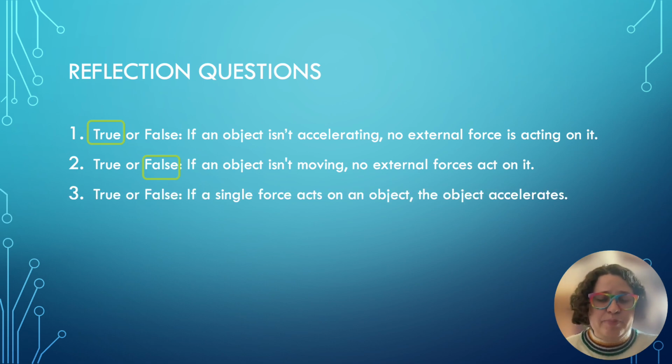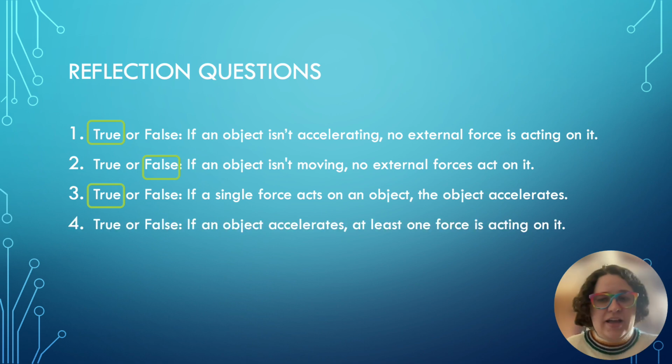Our third one, if a single force acts on an object, the object accelerates. This is true. When a single force acts, the resultant force can't be 0 and the object must accelerate. For number 4, if an object accelerates, at least one force is acting on it. This one is directly related to number 3, and it's true. When an object is accelerating, at least one force must be acting on it. And we have to have a non-zero sum of forces, so there could be more.